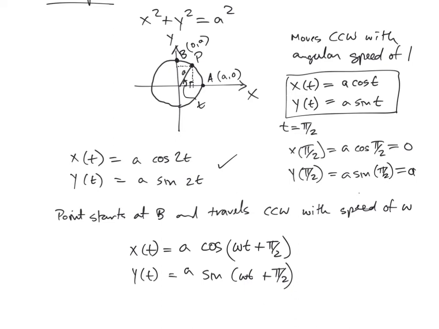We're starting at B, right? We can double check. Okay, when t is equal to 0 here, we get the cos of pi by 2. Well, the cos of pi by 2 is 0, so we get an x value of 0. That's correct for point B. And if we substitute t equal to 0 here, we get the sine of pi by 2, which is equal to 1, which gives us a y value of a. Correct for point B. Okay, and then you can try it for different values of t as we go around the circle to make sure you get the right coordinates.